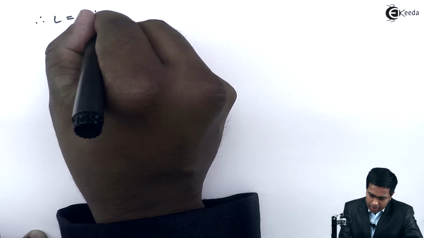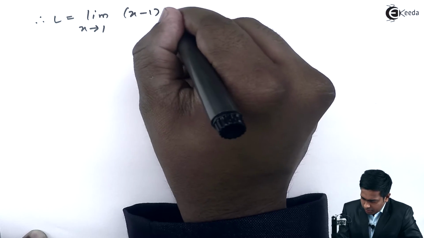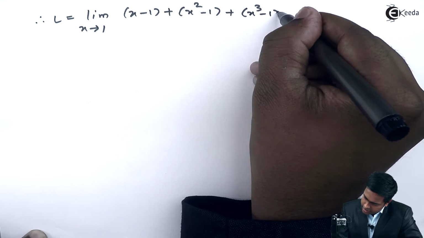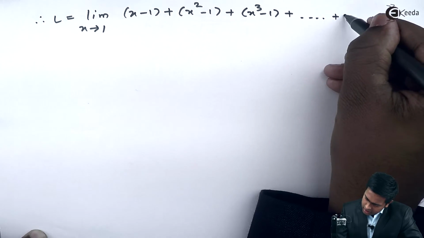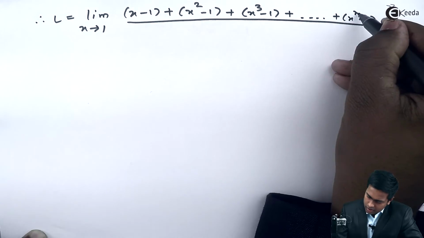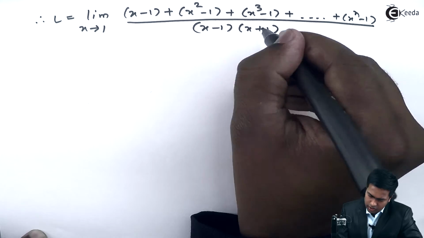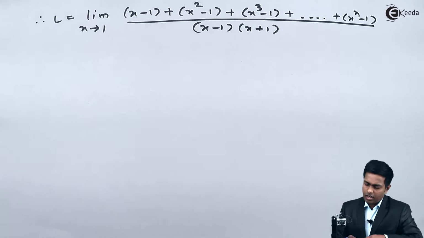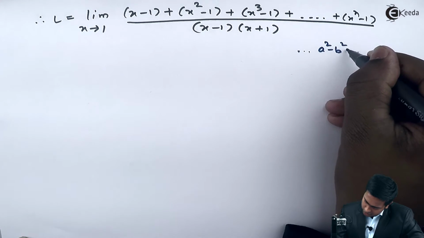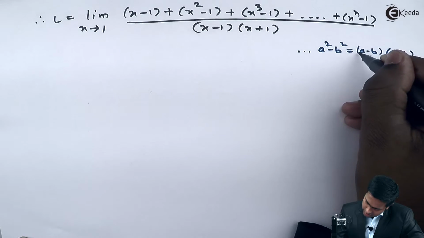L as limit x tends to 1, x minus 1 plus x square minus 1 plus x cube minus 1 plus so on till x raised to n minus 1 upon, here we'll get x minus 1 and x plus 1. So it means here I am using the formula a square minus b square, which is a minus b and a plus b in the denominator.